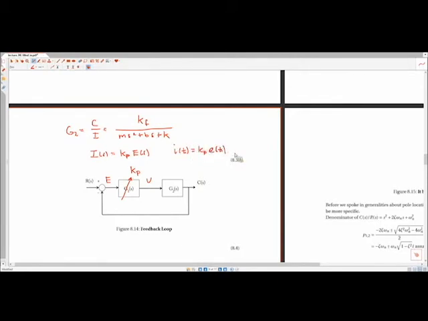I_T is equal to Kp E of T. Okay, so in terms of what this means, if you were to build this system, you would have some sort of microcontroller or a computer attached to your system, and you'd have somewhere in your code a line that says compute the error signal. This means subtracting the desired position from the actual measured position.